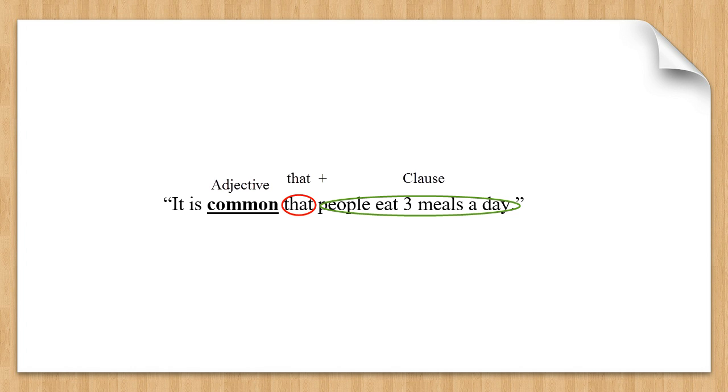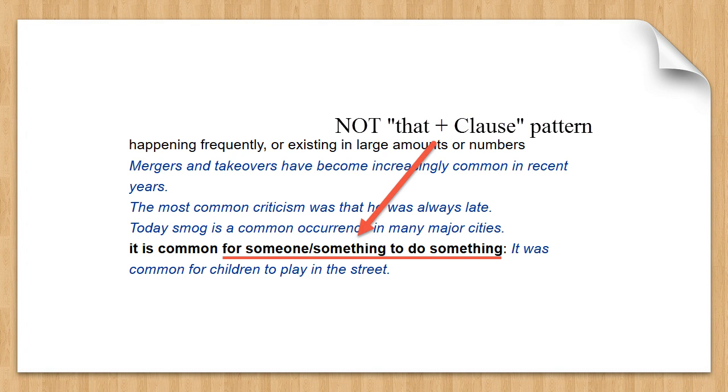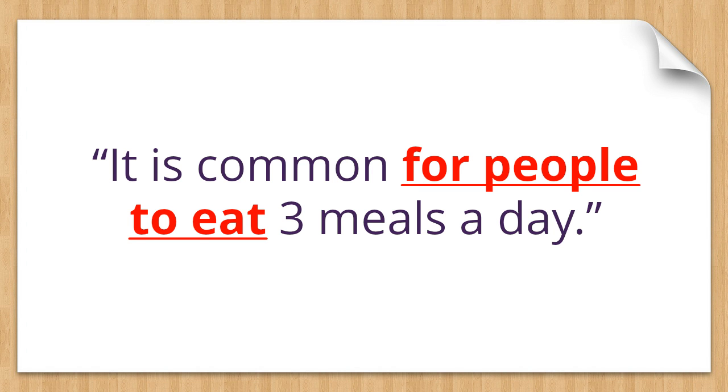This student used the pattern that plus clause after common. If you look at the dictionary entry for common, there isn't the word pattern that plus clause. Instead, you get this word pattern. It is common for someone or something to do something. The pattern for someone to do something is like a mixture of the preposition for and to plus base verb pattern to do. Therefore, the correct sentence is, it is common for people to eat 3 meals a day.